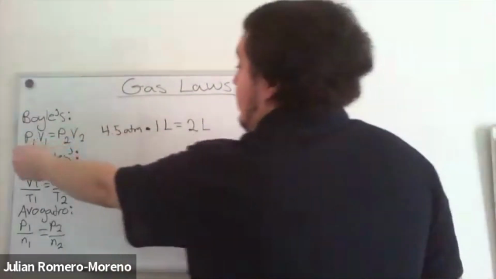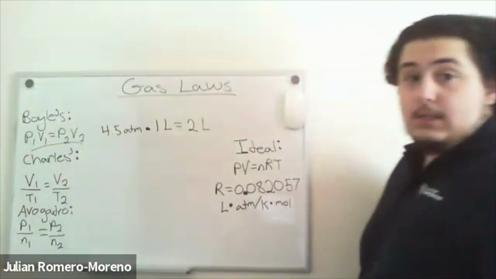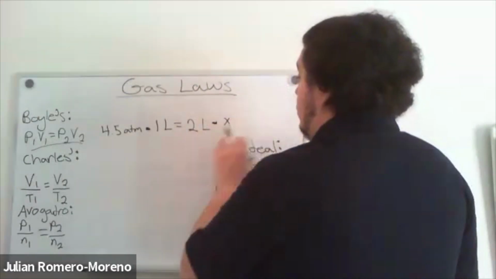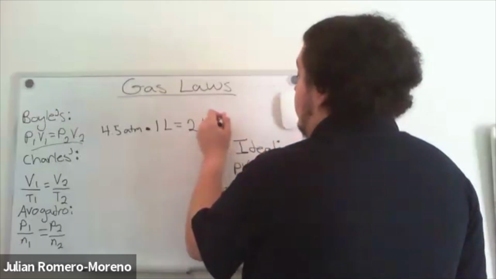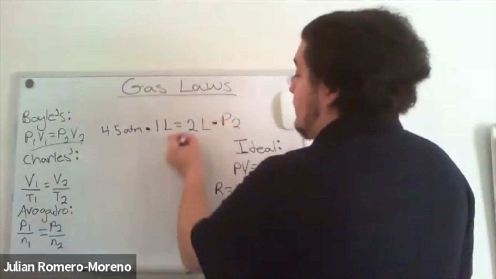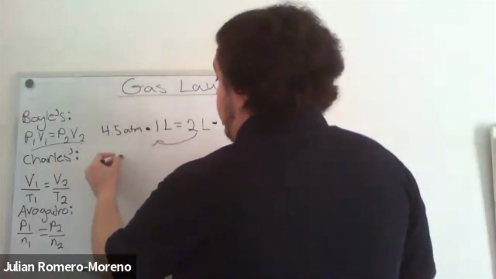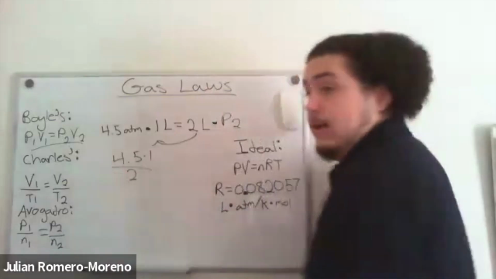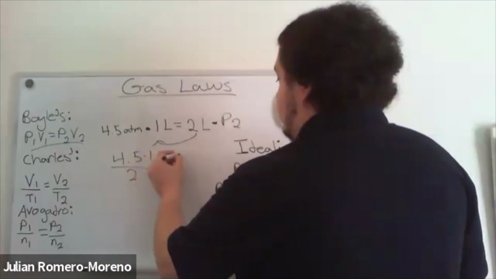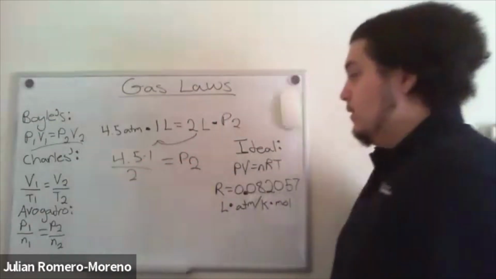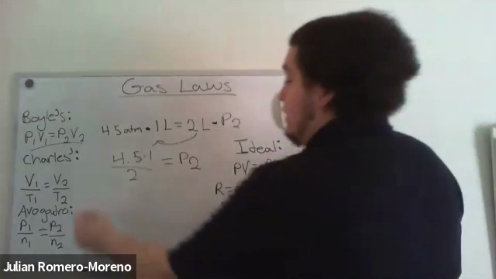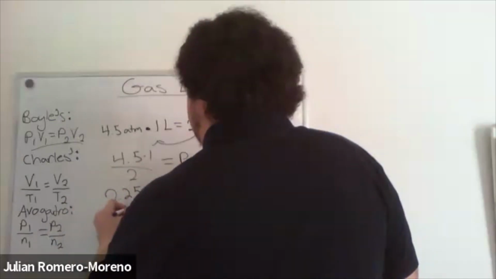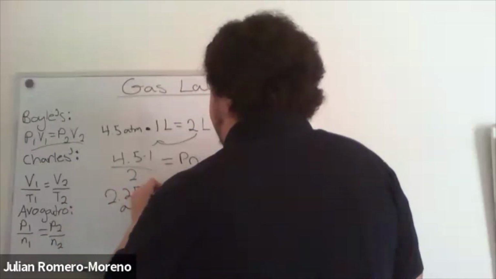Well, we can take advantage of this formula to say that X would be over here. This would be our P2. So all we have to do is just divide this side. So 4.5 times 1, which is just 4.5, divided by 2 gives us our new pressure. And so 4.5 divided by 2 is going to give us 2.25 atmospheres of pressure for P2.